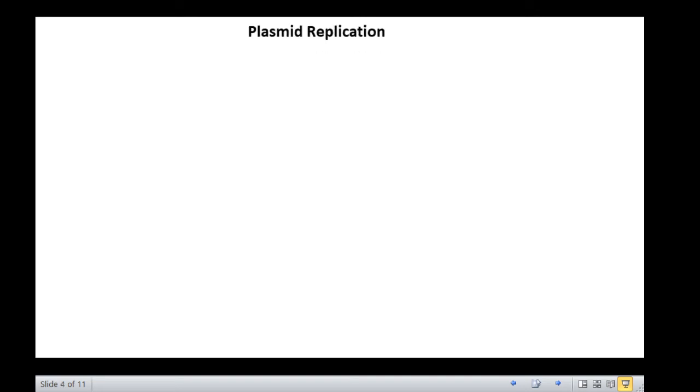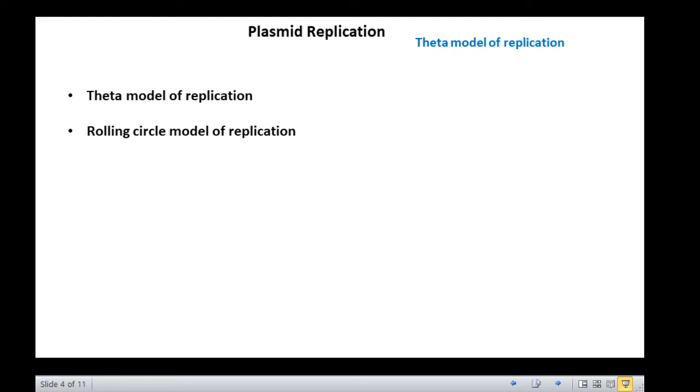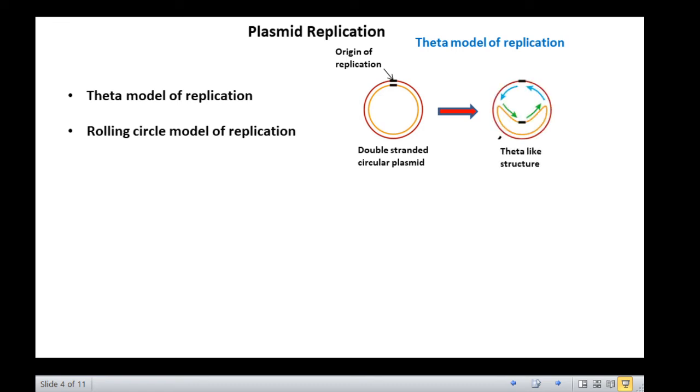We know that the replication of plasmids is independent of chromosomal DNA replication. Plasmids can replicate by two methods: the Theta model of replication and the rolling circle model of replication. Let us first discuss the Theta model of replication. Plasmids are double-stranded circular DNA molecules. The replication starts at a specific site, the origin of replication. The replication proceeds bidirectionally, and as the replication continues, the plasmid appears like the Greek letter theta, and hence the name of this model is Theta model of replication.